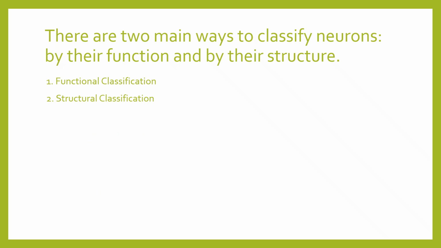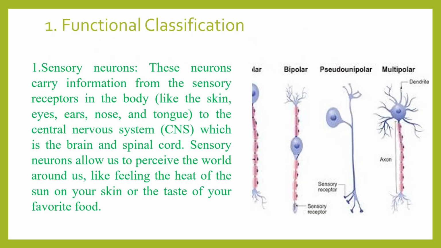There are two main ways to classify neurons: by their functions and by their structure. The first one, functional classification, and the second one, structural classification. Let's see the functional classification of neurons. The first one, the sensory neurons. These neurons carry information from sensory receptors in the body, like the skin, eyes, ear, nose, and tongue, to the central nervous system, which is the brain and spinal cord. Sensory neurons allow us to perceive the world around us, like feeling the heat of the sun on your skin and the taste of your favorite food.